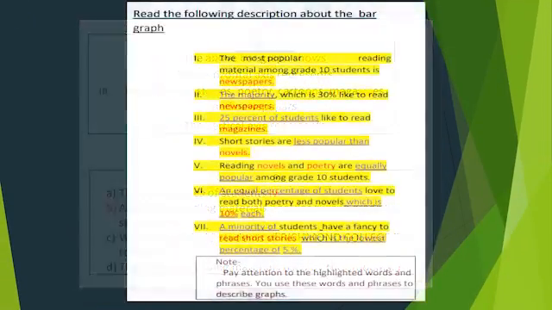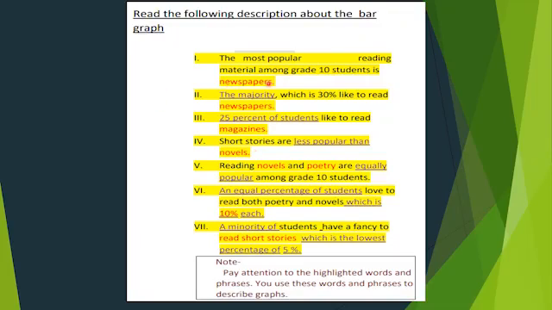Let's move into the second stage. Here, you have to describe the changes of a bar graph. You should mention the information to identify the differences and similarities. In this activity, you are going to study the graph in more detail. These sentences describe changes of the bar graph by comparing information. Let's study the graph with the sentences.